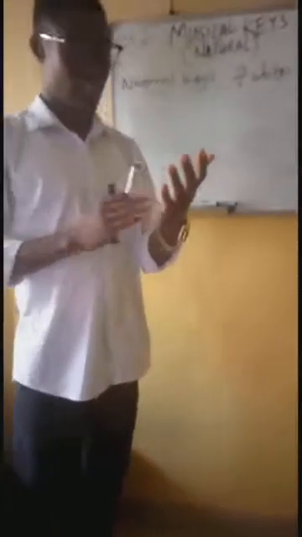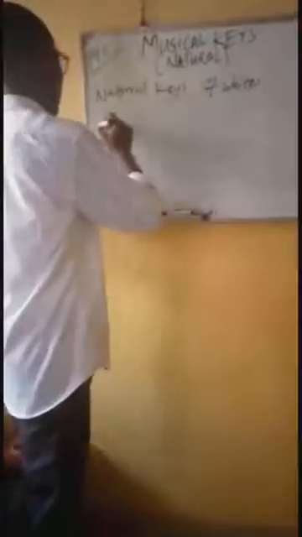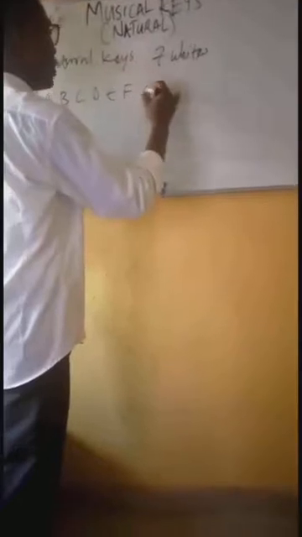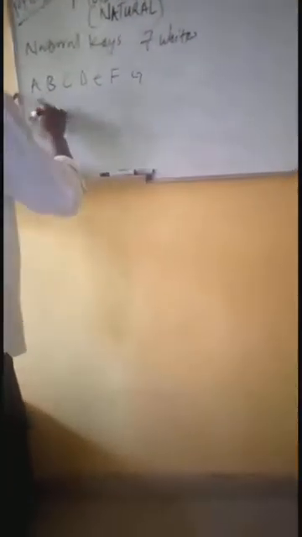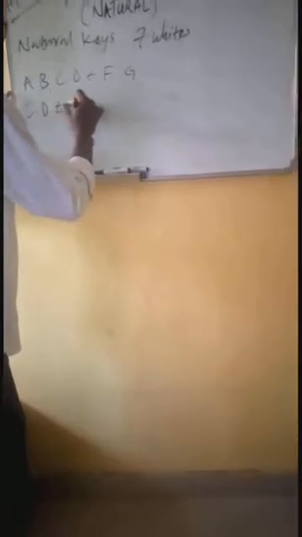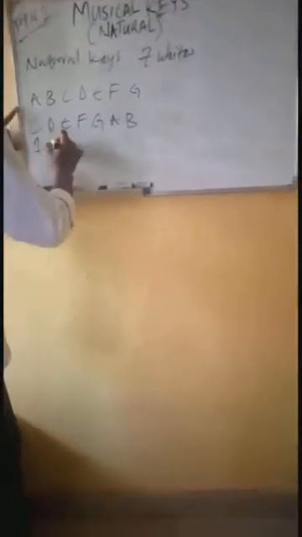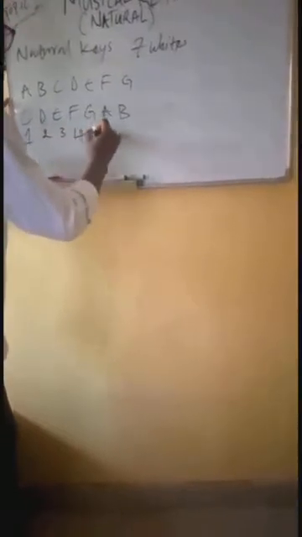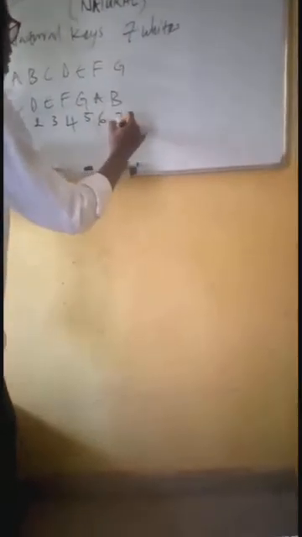Now the names of these keys are derived from the first 7 letters of the English alphabet, meaning we have A, B, C, D, E, F, and G. But in music, C comes first: C, D, E, F, G, A, and B. C is the first key on the keyboard, D is the second, E is the third, F is the fourth, G is the fifth, A is the sixth, and B is the seventh.